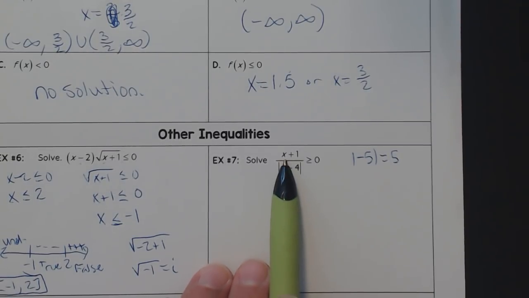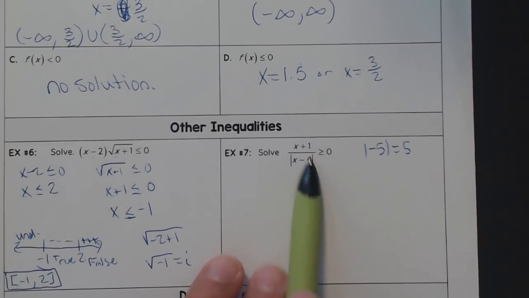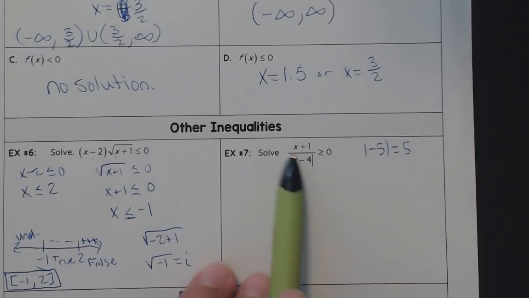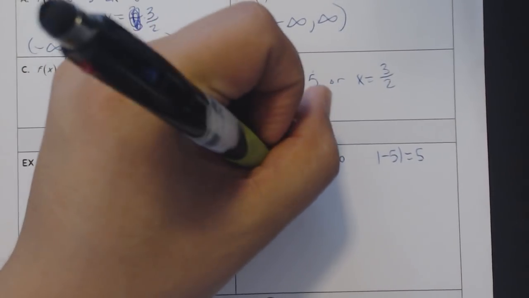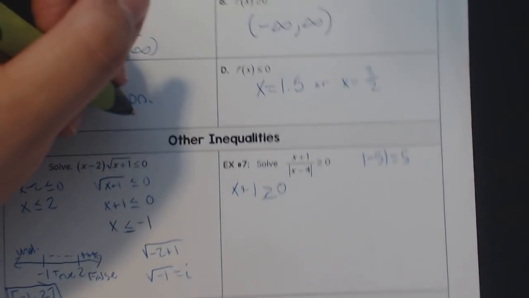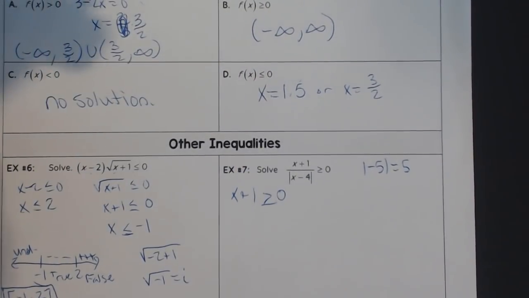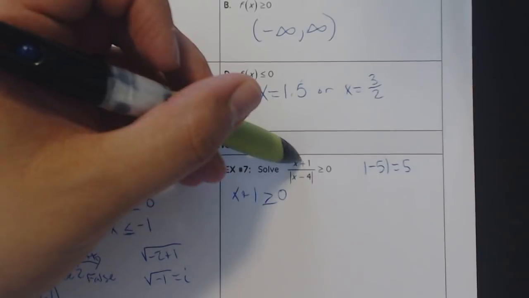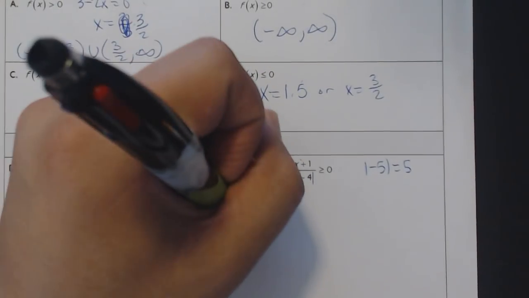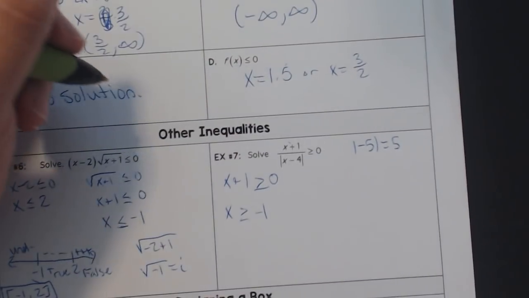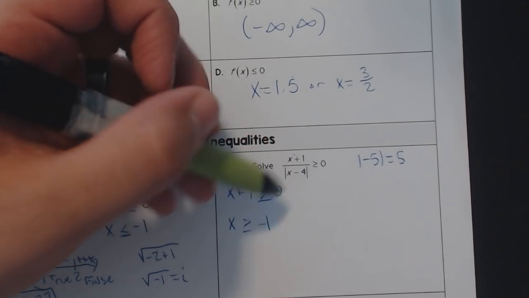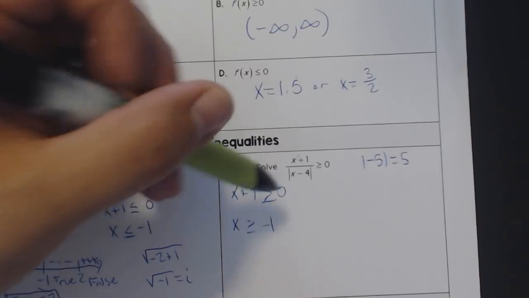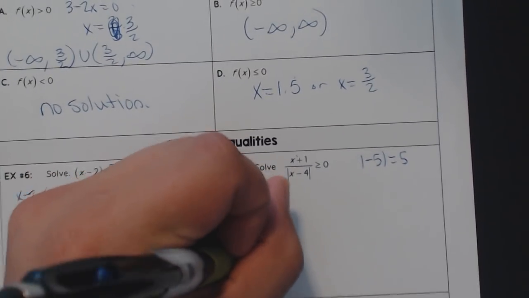But this numerator is what determines when we get a positive or negative. And we want greater than or equal to 0. So we really only care about x plus 1 being greater than or equal to 0, because the denominator will always be positive. So this is really what the x values have to determine. So we get x is greater than or equal to negative 1. So as long as our x is greater than or equal to negative 1, we'll be fine here. But we also know that x cannot equal 4.